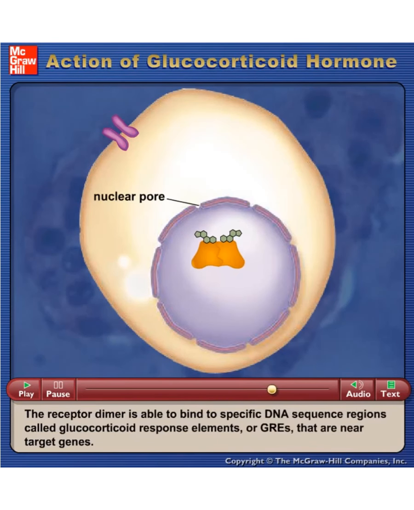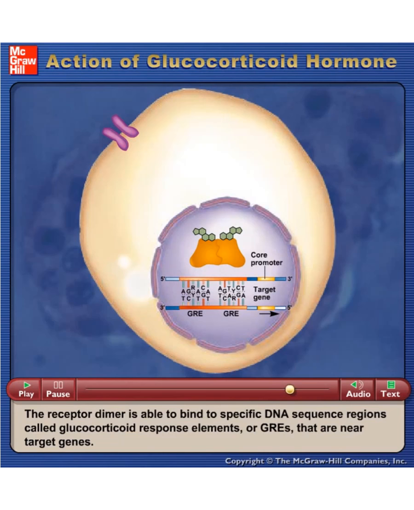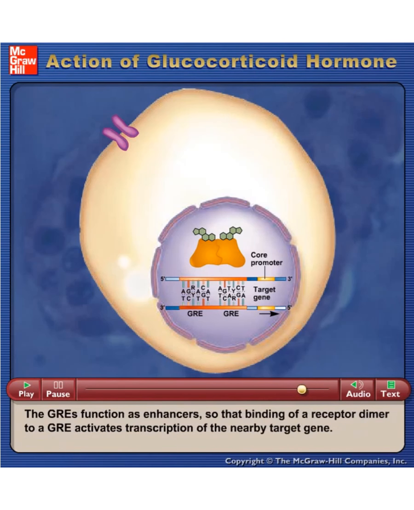The receptor dimer is able to bind to specific DNA sequence regions called glucocorticoid response elements, or GREs, that are near target genes. The GREs function as enhancers, so that binding of a receptor dimer to a GRE activates transcription of the nearby target gene.